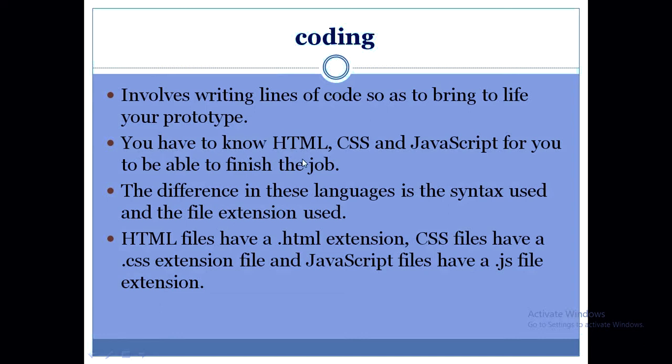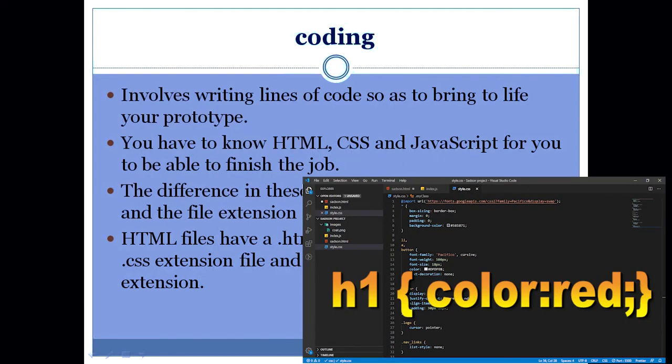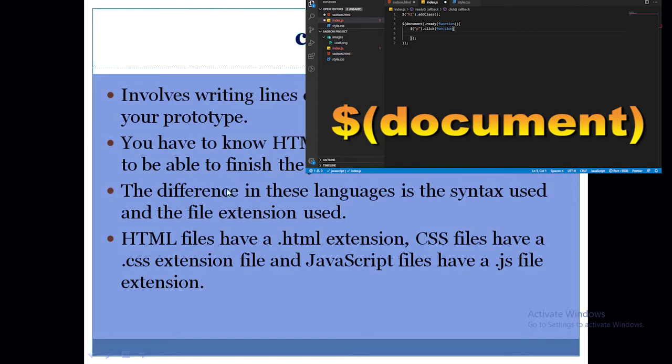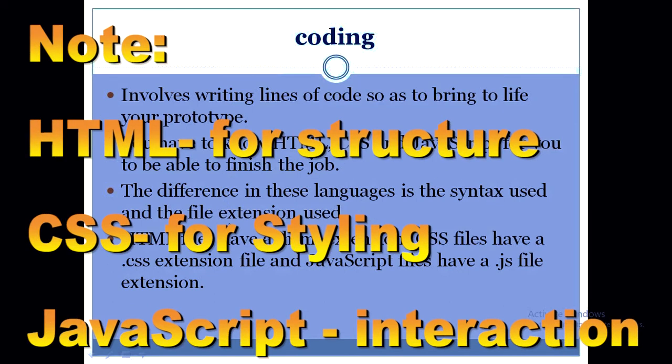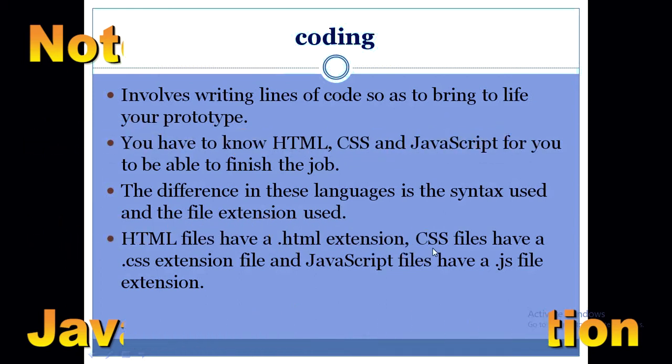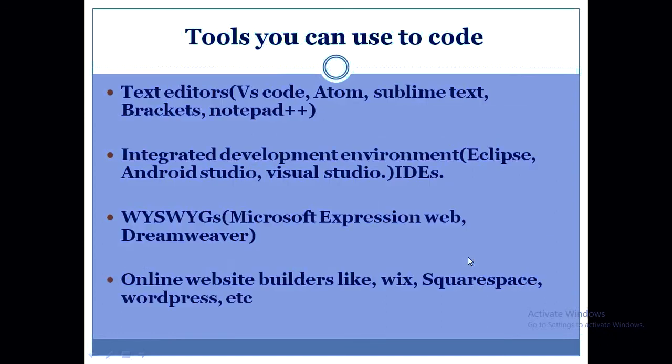All right, you have to know certain languages. The most basic languages are HTML, CSS, and JavaScript. What is the difference between these languages? The difference lies in the syntax used and the file extension that you have to use. For HTML files, you have to use the .html extension. For CSS files, you have to use the .css extension. And for JavaScript files, you have to use the .js extension. All right, so that's the difference.